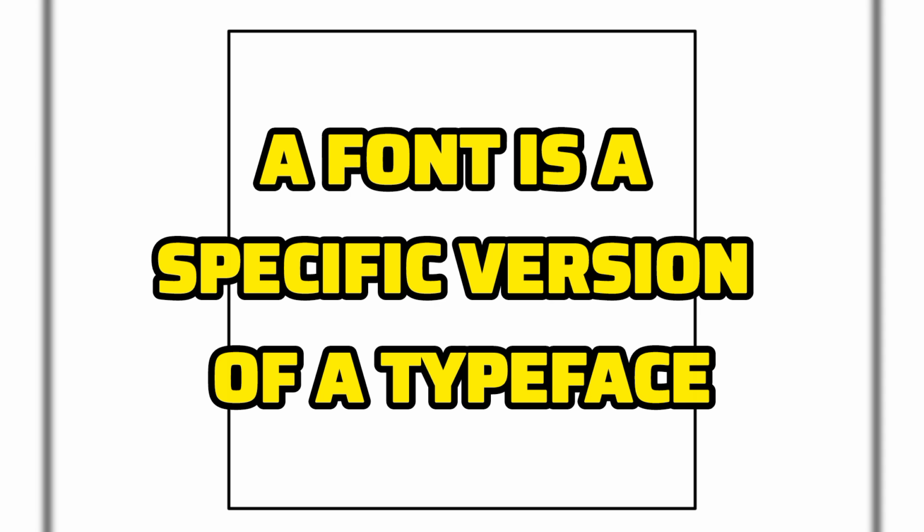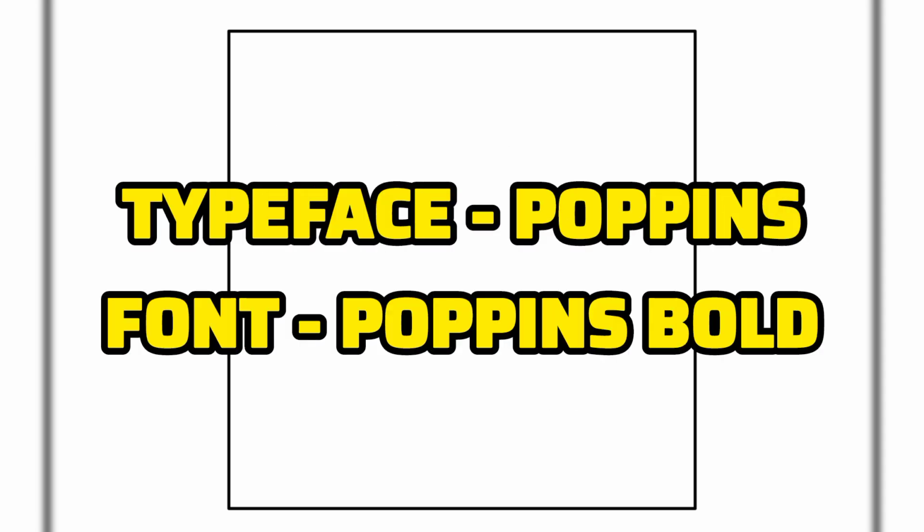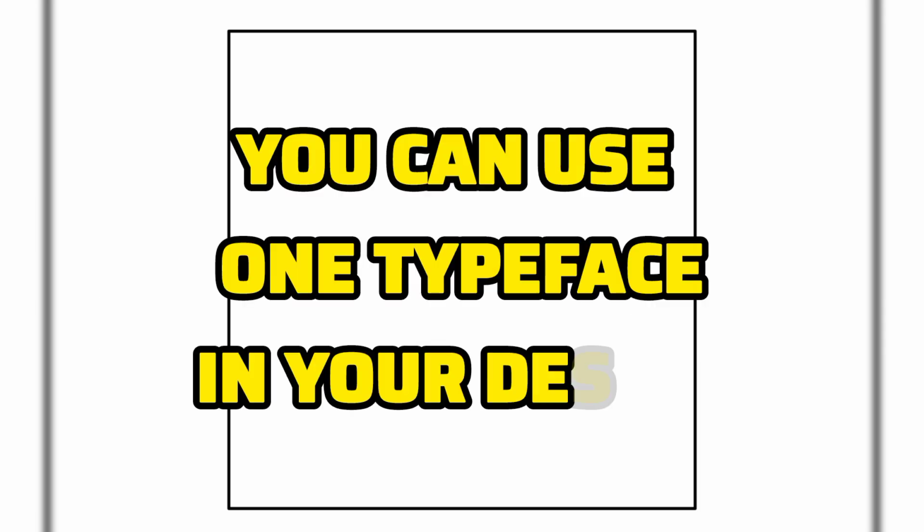So for example, a typeface can be Poppins. Fonts can be Poppins Bold, Poppins Light, Poppins Italic. Do we get it? So you can use one typeface in your design. When you are doing your design, you can decide, okay, I want to use just one typeface in this design. So when you want to use Poppins, you can decide to use Poppins Bold and Poppins Light Italic to bring out the beauty of your design.